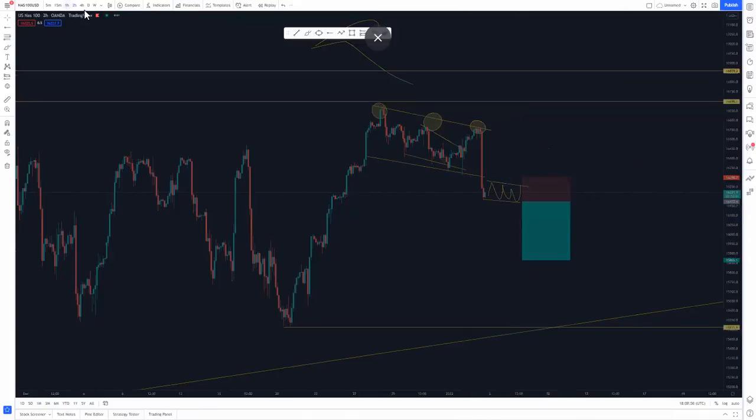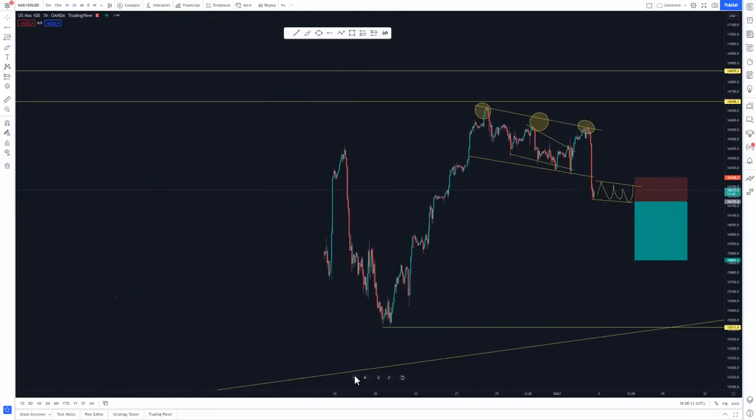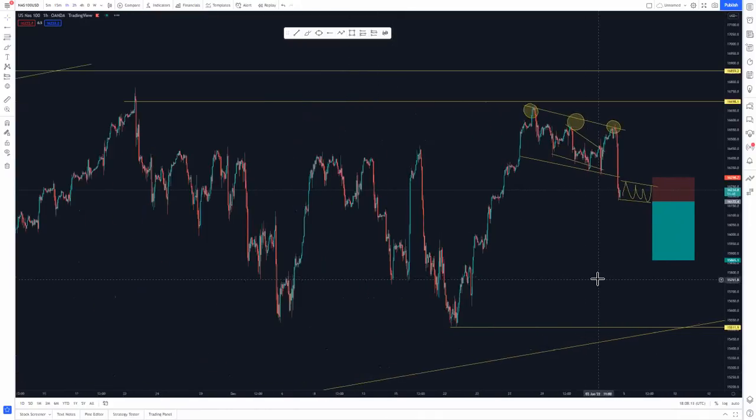Then we're going to go to the 1 hour. You see the 1 hour, it's starting to correct. Starting to correct. The market has to listen to us. We don't have to listen to the market.